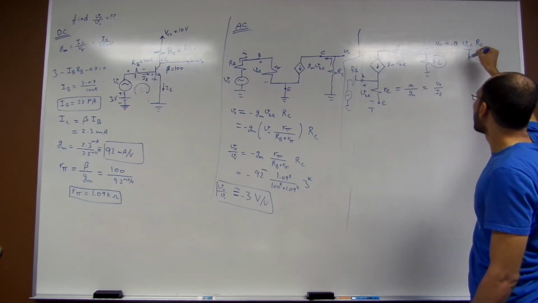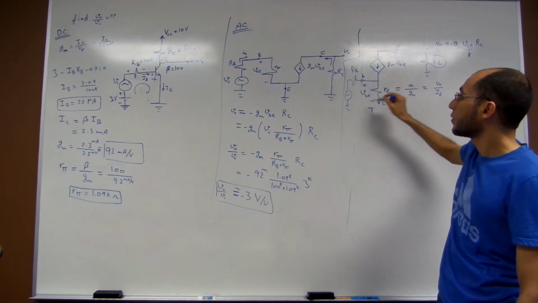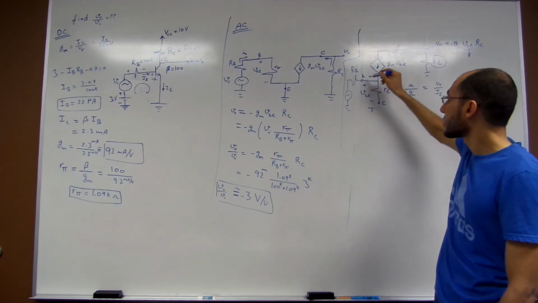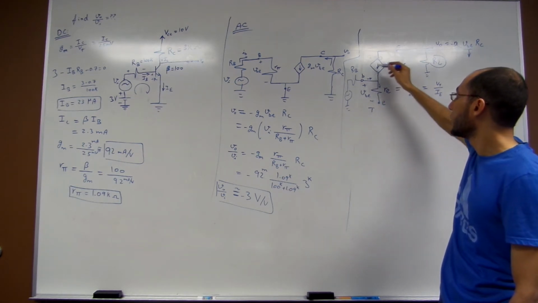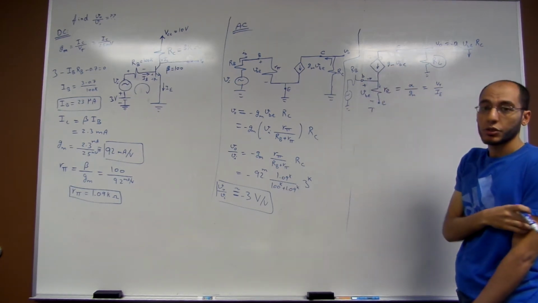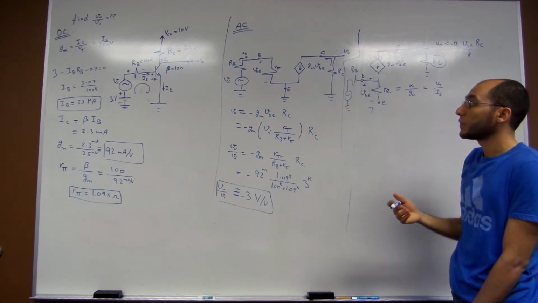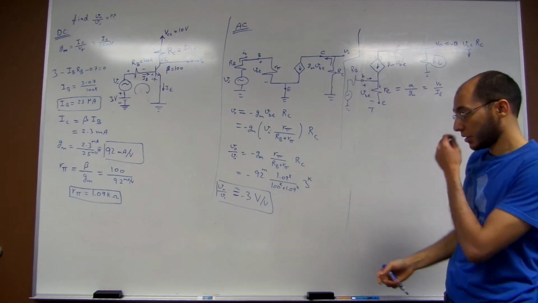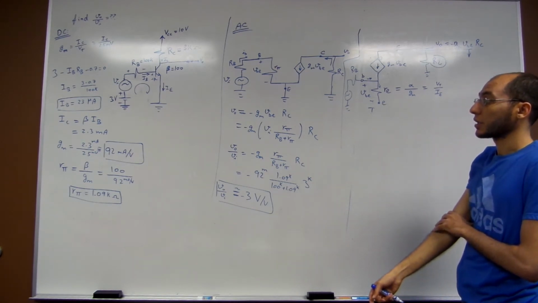But the problem is that this VBE cannot be obtained using a voltage divider rule. Why? Because the current passing here is not the same as the current passing here. You need to do some sort of Kirchhoff current law. It is doable, but it is much more difficult than this systematic procedure, which can be done without doing any KCL.